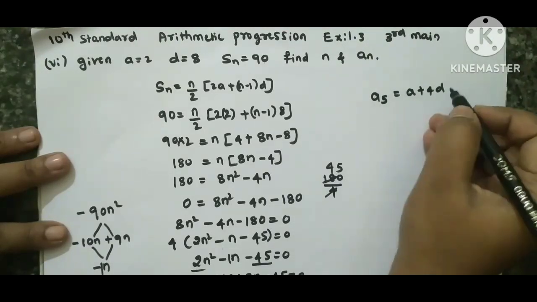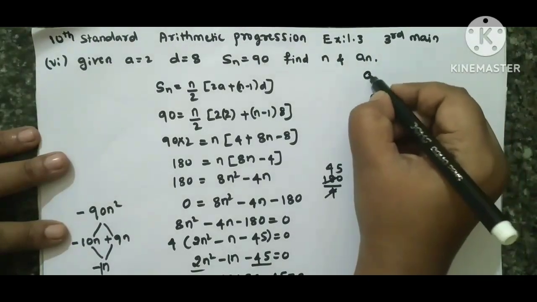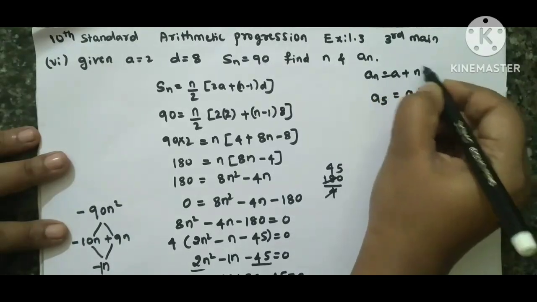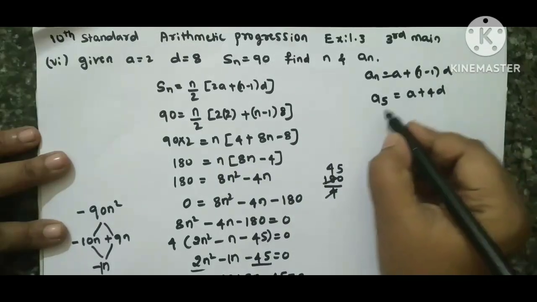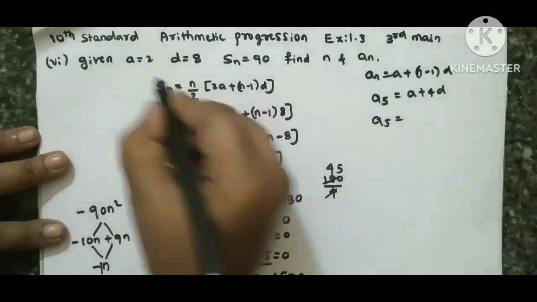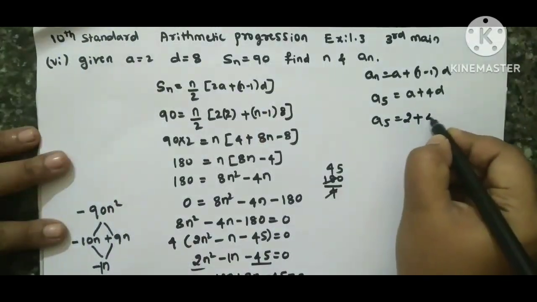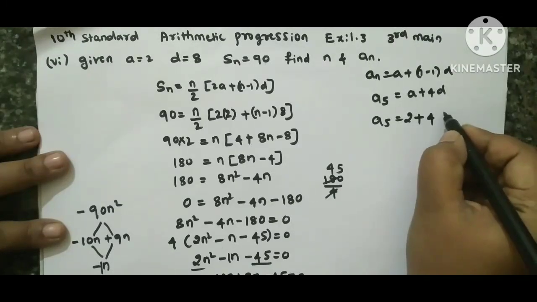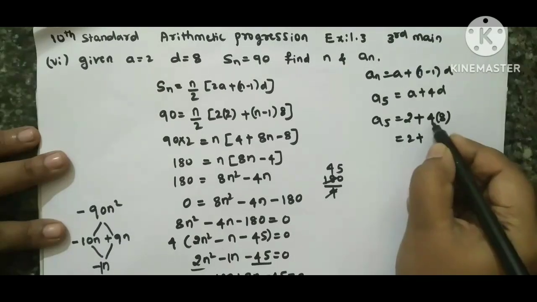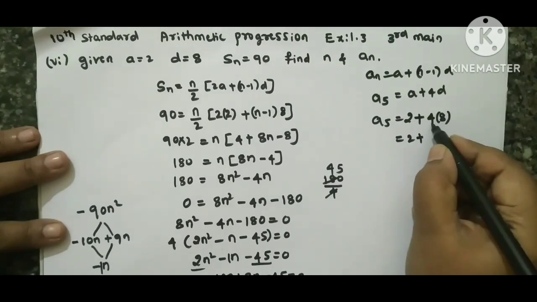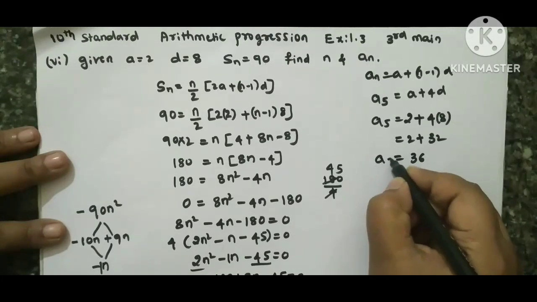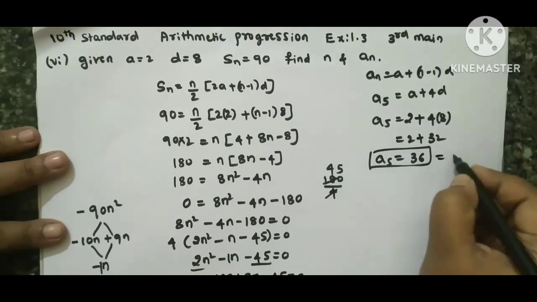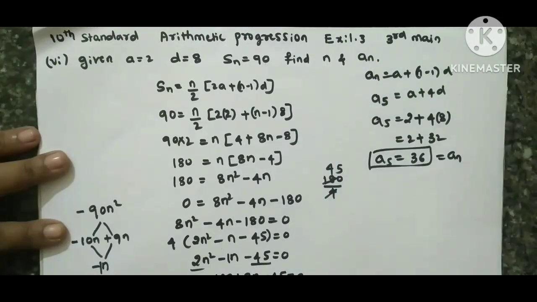The a5 value is a plus 4d, or the an formula is a plus n minus 1 into d. In place of n, if you substitute 5, you'll get a plus 4d. So a5 is equal to the a value, which is 2, plus 4 into the d value, which is 8. So 2 plus 4 eights are 32. So the answer will be 36. That is a5, or we can call that an also, because n is 5 here.